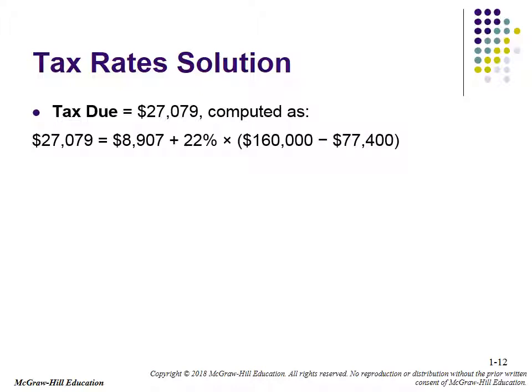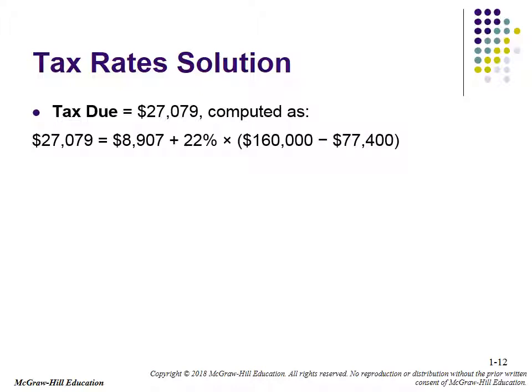So is it zero, but not over 19,050? Well, it's over 19,050. So let's go down to the next row. Is it between 19,050 but not over 77,400? No, it's over 77,400. Go down to the next row. Is it between 77,400 and 165,000? Bingo, yes, that's where it lies. So we will use the instructions for computing the tax in that row.